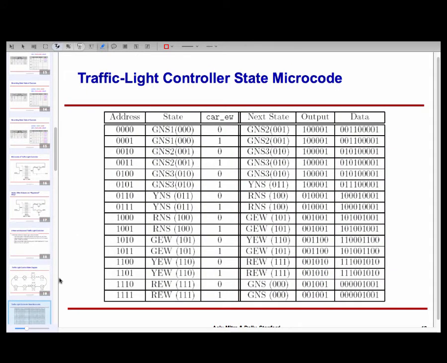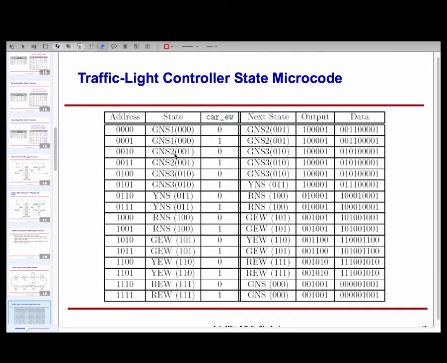So let's see what might happen. I now have 3 bits of state and 1 bit of input, so I have 4 bits of input to my combinational logic. So my memory, the ROM, is going to have 4 bits of address, so there are 16 slots in the memory. Each address can be interpreted as a value of the current state and a value for car east west. For example, address 0010 is 001: the first 3 bits are the state and the final bit is the value for car east west.